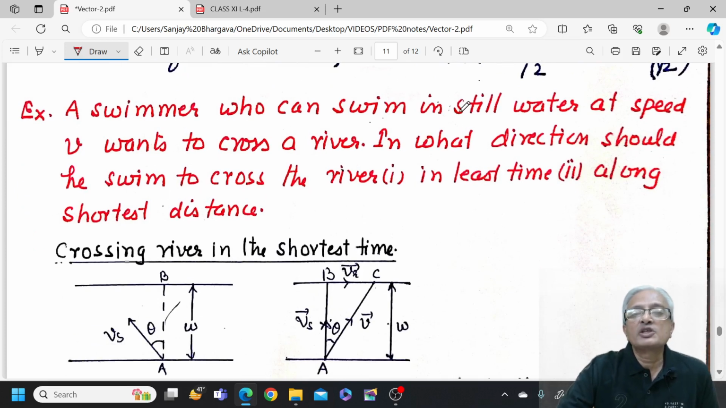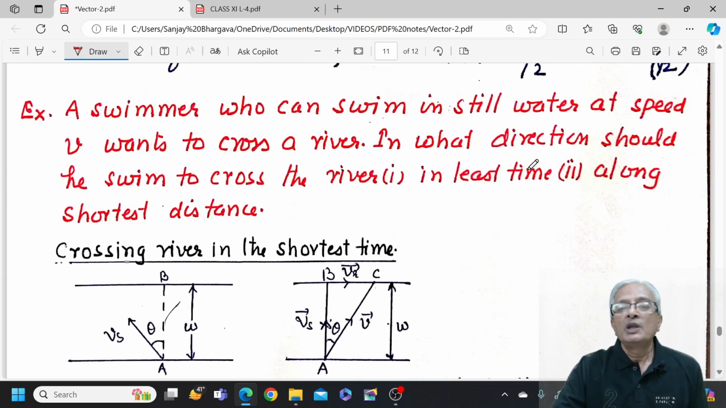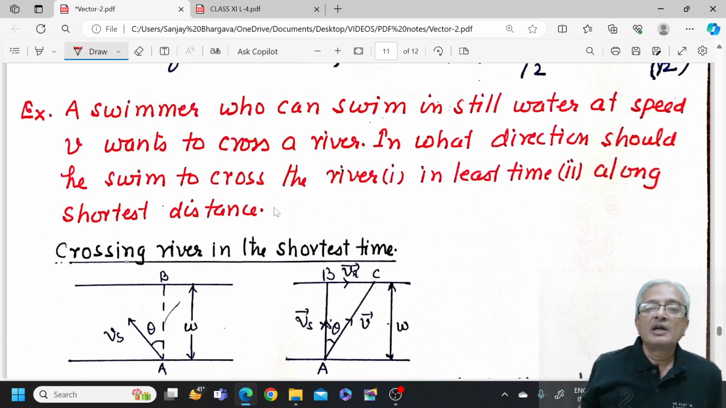A swimmer who can swim in still water at a speed v wants to cross a river. In what direction should he swim to cross the river in least possible time and along the shortest distance? Let us first take the shortest time.